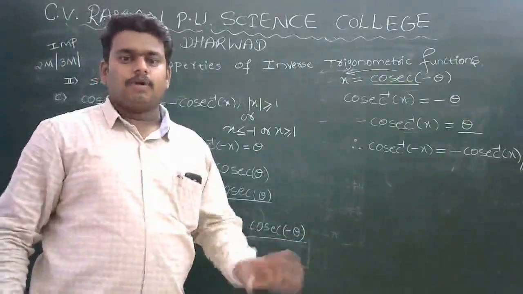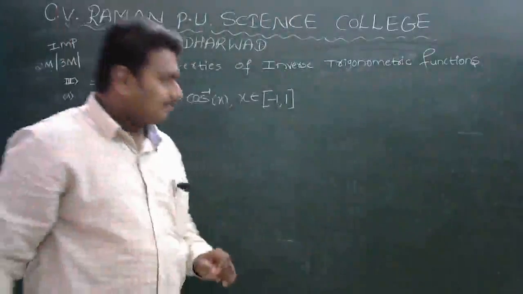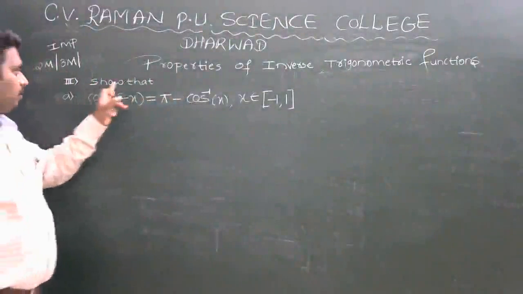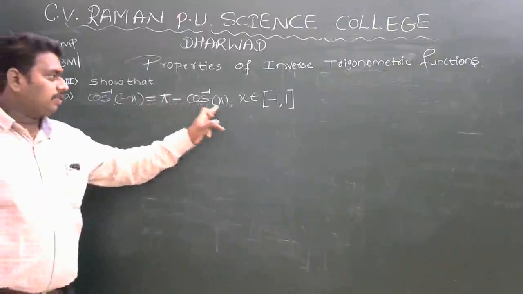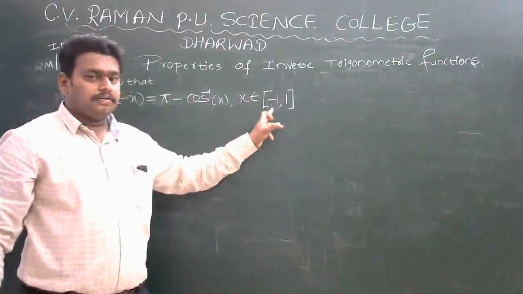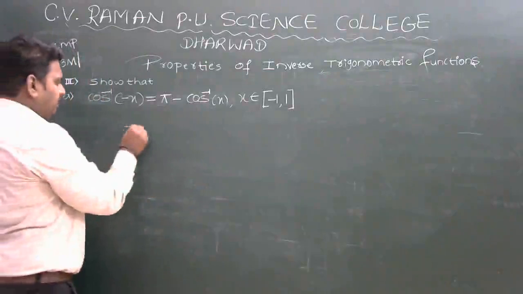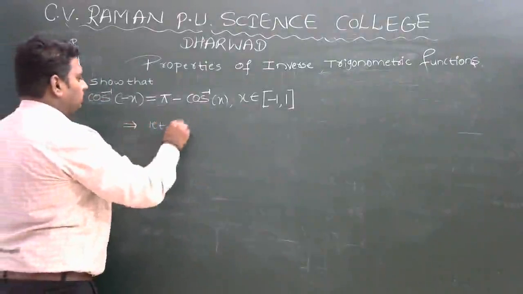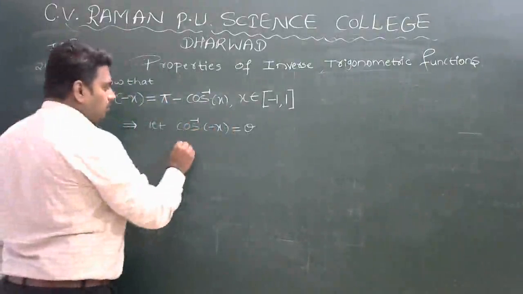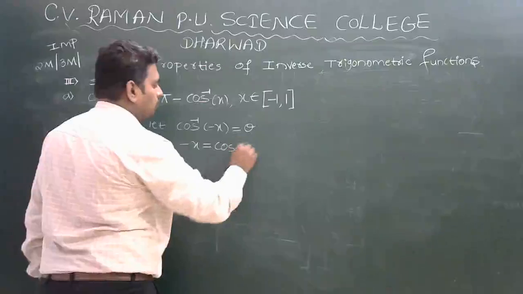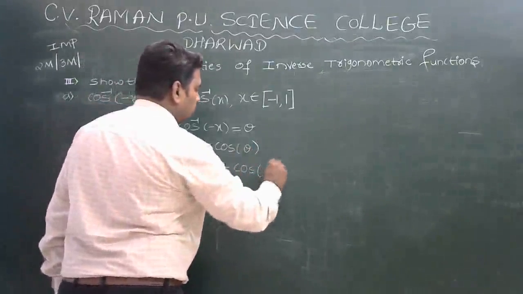Now we are going to start with property 3. Third one, Roman 3, show that first one, cos inverse of minus x equals to pi minus cos inverse of x, where x belongs to the closed interval minus 1 comma 1. Okay, the same procedure we are going to follow, but a little bit of change is there. Let cos inverse of minus x equals to theta. So minus x equals to cos theta. So again you are going to write x equals to minus cos theta.